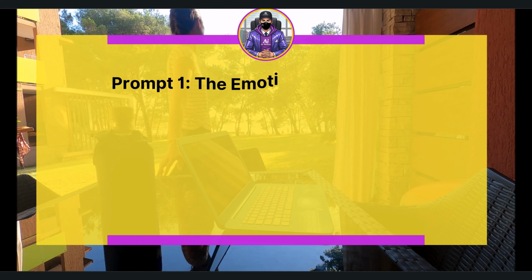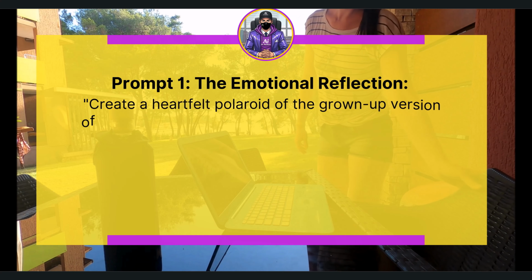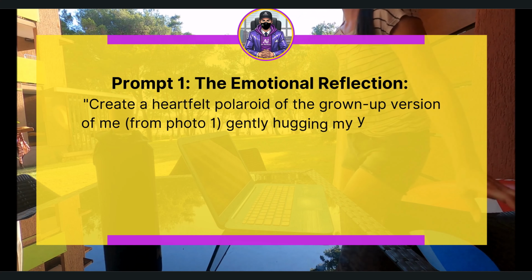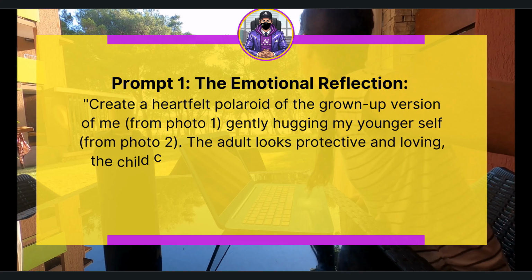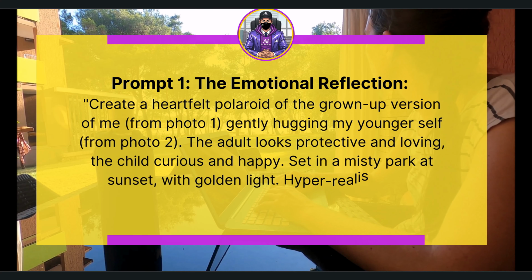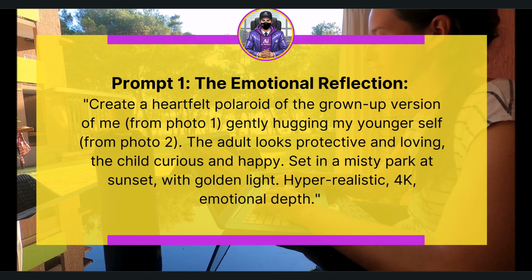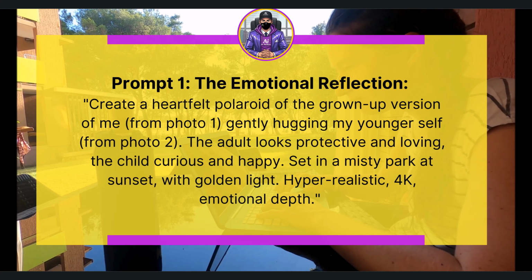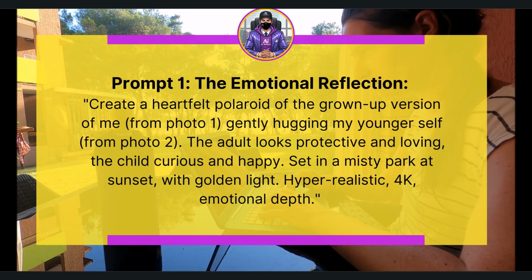Prompt 1, the emotional reflection. Create a heartfelt Polaroid of the grown-up version of me from photo 1, gently hugging my younger self from photo 2. The adult looks protective and loving, the child curious and happy. Set in a misty park at sunset with golden light. Hyper-realistic, 4K emotional depth. See the difference? The words protective, loving, and misty park at sunset completely change the mood. This is perfect for those really reflective Instagram posts.